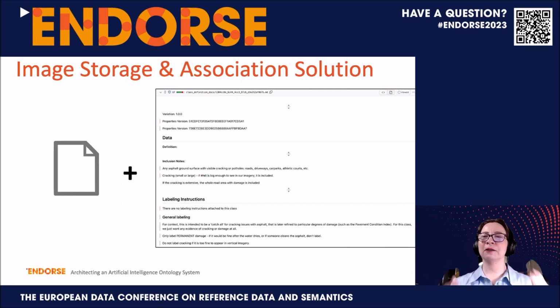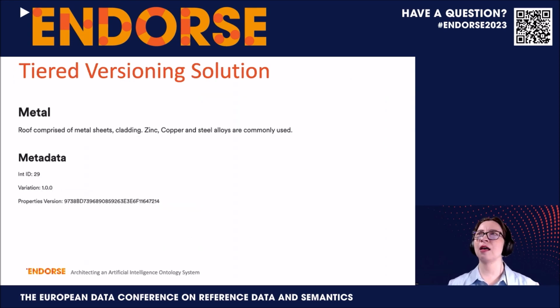So next, I'll talk about image storage and association. Besides a definition and a label, each class has associated labeling instructions and between 10 to 150 example images. How to document and manage this metadata took a bit of trial and error. Ontologies are not databases. Therefore, labeling instructions and example images are stored in separate files and associated with the ontology class by URI.